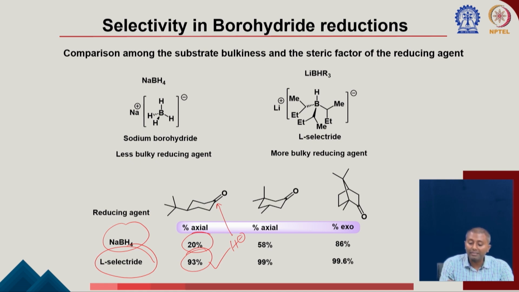Again it is the same for the other substrate as well. You can see here 86% versus 99.6% exo selectivity. So once you have these dimethyl groups here, now this approach will be less favorable, so the bottom approach will be more favorable, giving the exo product with 99.6%.